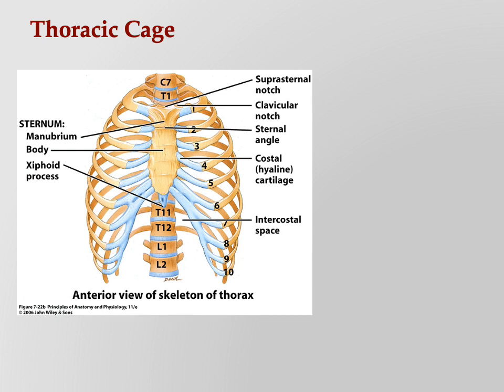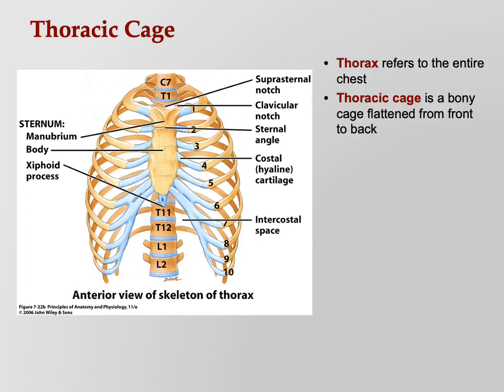Why do we have a cage? Well, your heart's a pretty important organ. If somebody punches you in the chest, you wouldn't want them to punch through your heart. So we have a big giant sternum to protect that. And likewise, your lungs. You don't want somebody to punch you in the lungs because then you wouldn't be able to breathe. So the thoracic cage protects the heart and the lungs. Thorax refers to the entire chest. Thoracic cage is the bony cage flattened from front to back. It's got the sternum on the front and the vertebrae on the back.